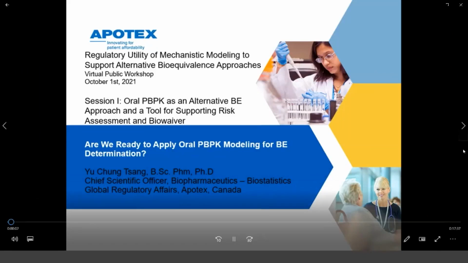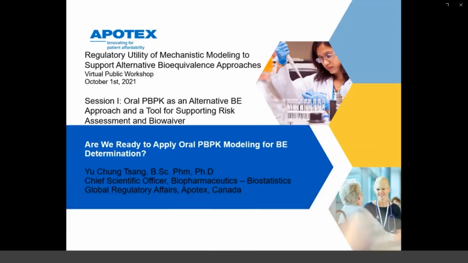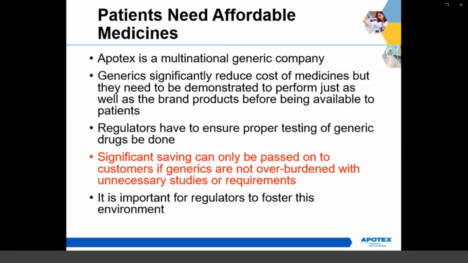Good morning. First, I want to thank the organizing committee for inviting me to present in this workshop. The topic I'm going to present today is about whether we are ready to apply oral PBPK modeling for BE determination. I have been working for Apotex for over 30 years.